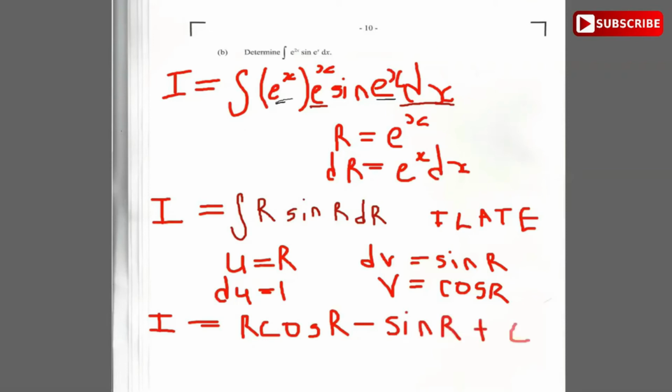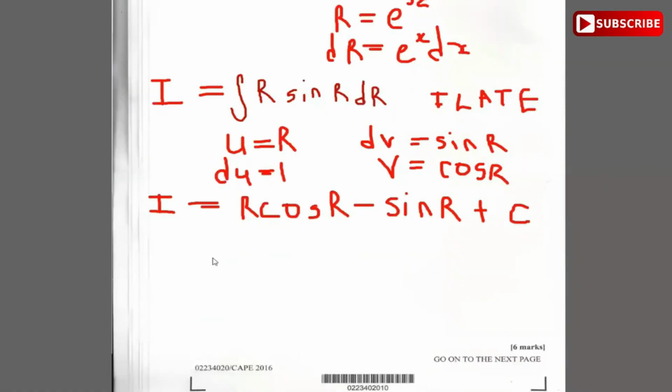And the question is finished. Well, not entirely. We have to substitute back for r. Remember, r was e to the x. So the final answer is e to the x cosine e to the x minus the sine of e to the x plus c.